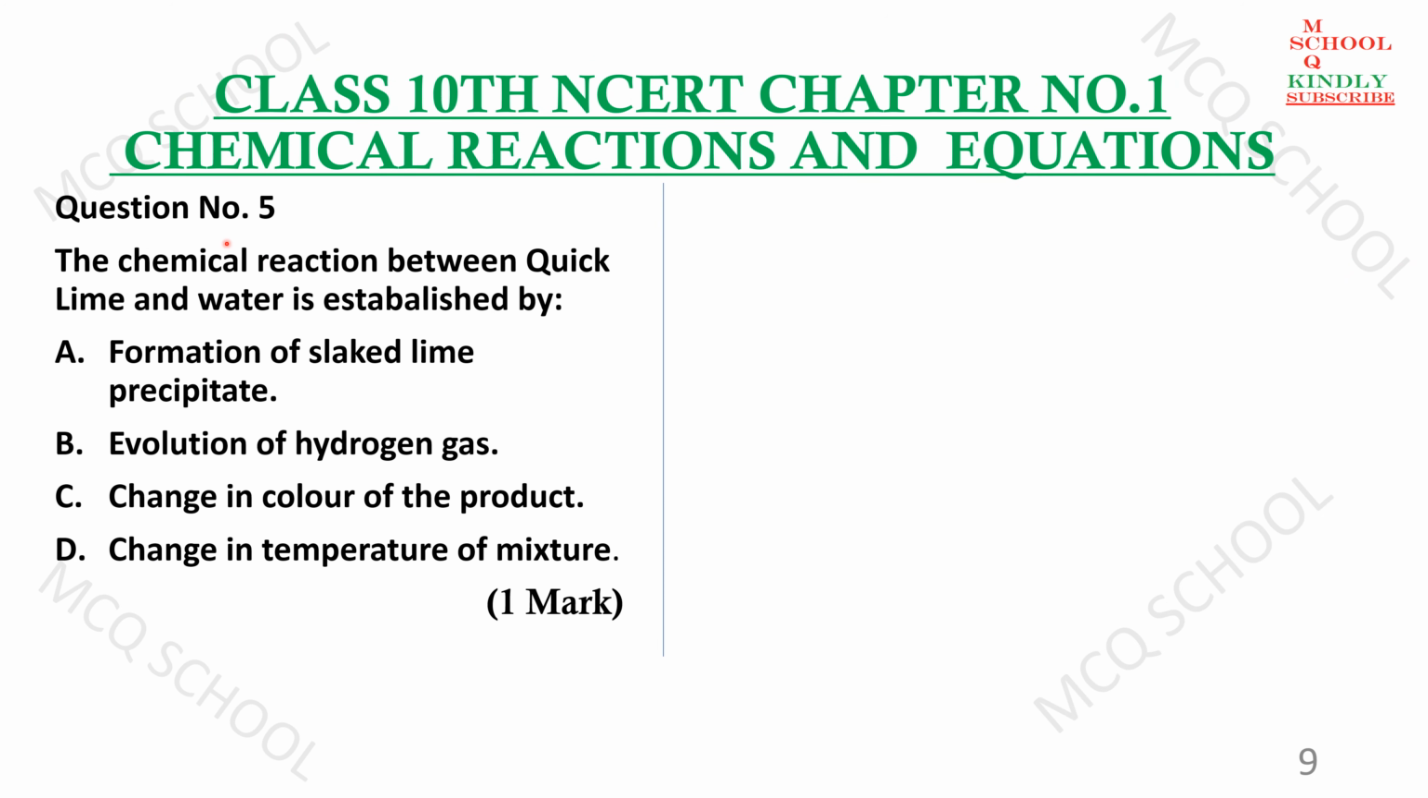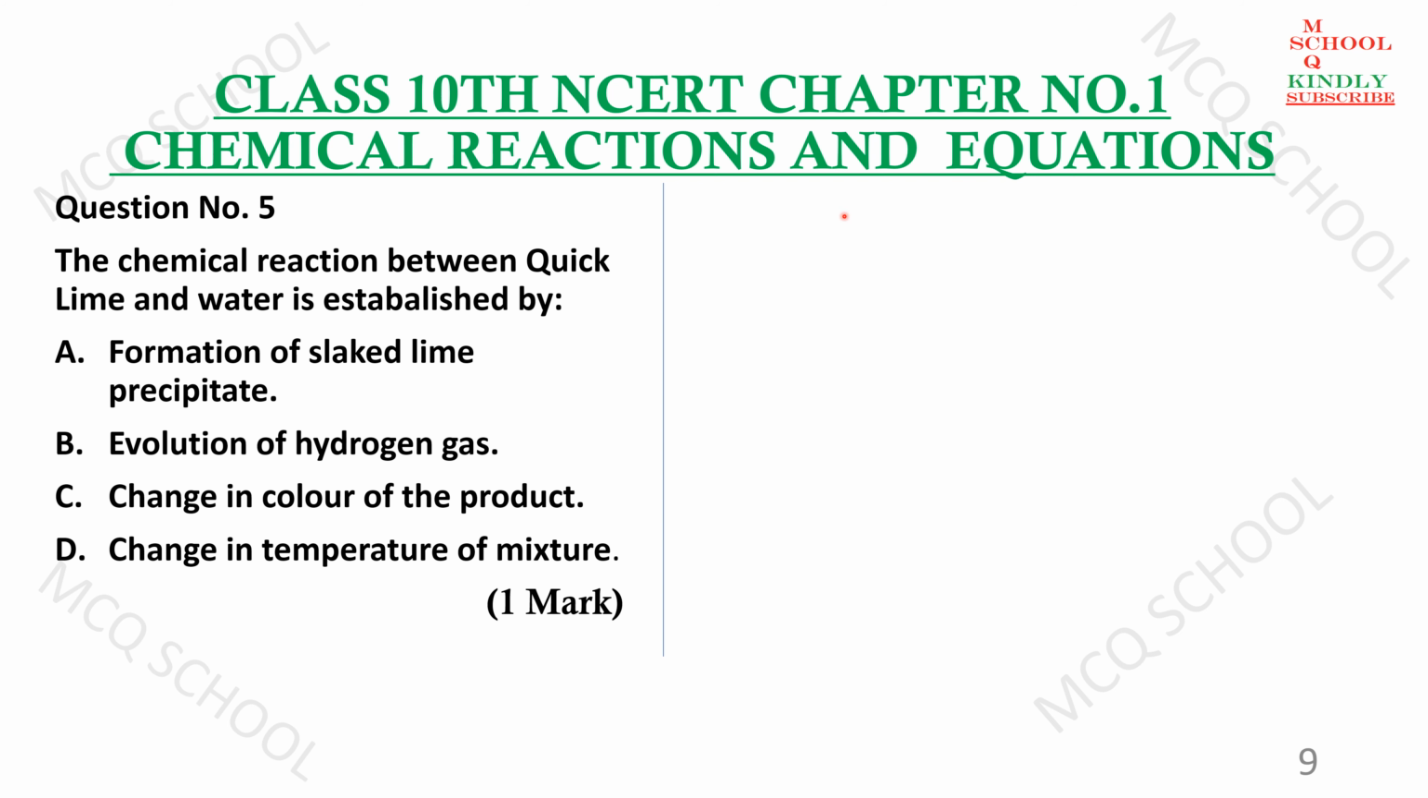Let us start question number 5. The chemical reaction between quicklime and water is established by, options are A. Formation of slaked lime precipitate, B. Evaporation of hydrogen gas, C. Change in color of the product, D. Change in the temperature of the mixture. So what is the answer as per you?